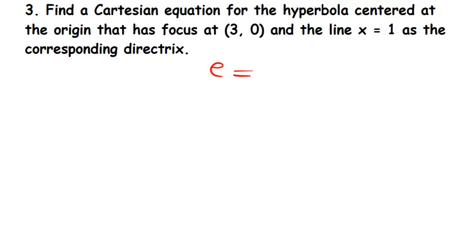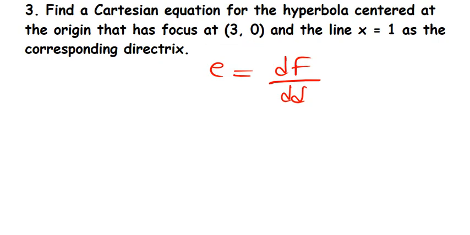I said eccentricity, in terms of when you looked at the parabola, what did we say? We said the distance to the focus divided by the distance to the directrix. Okay, so what are we trying to do here? What are we told? We are told we need to find the Cartesian equation, so we need to find the equation for this hyperbola. Now we are told it's centered at the origin, and has a focus at (3, 0).